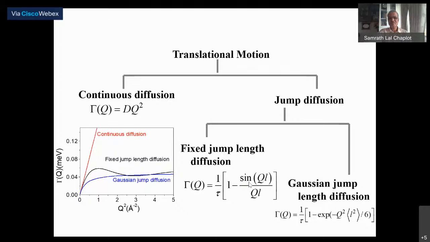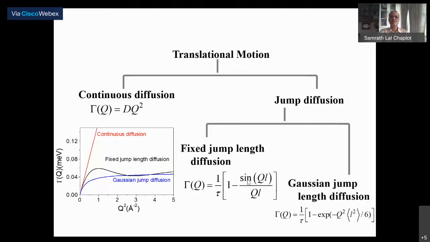Instead of a fixed jump length, if the jump length itself has a Gaussian distribution, then instead of a single L, you have a mean square jump length. And if you have that, then instead of a sine theta by theta kind of variation, you have an exponentially decaying function. So the gamma q is then given by such an expression. We'll just compare these, which are a little bit different expressions.